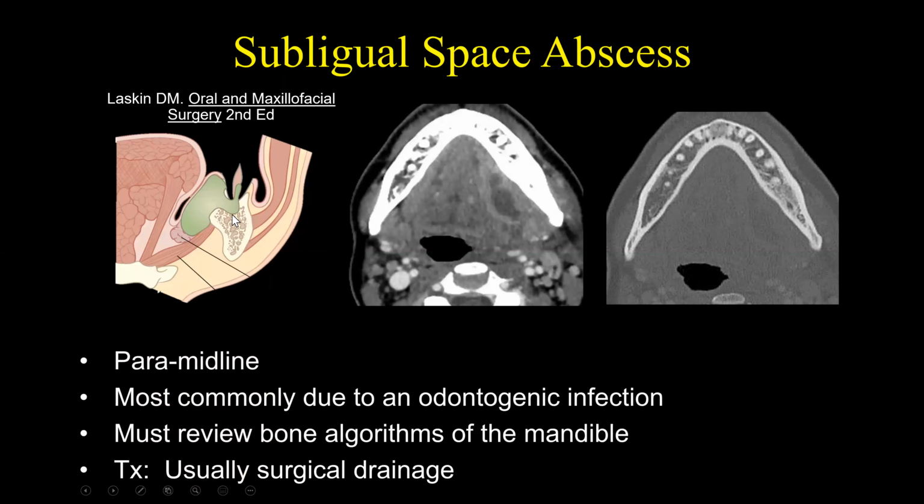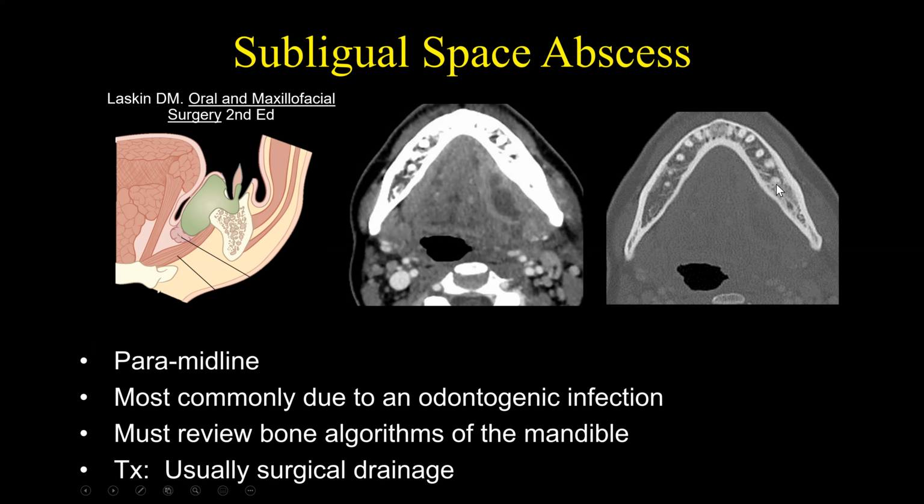Now, on the other hand, if you have an infection involving the mandible and there's erosion of the inner cortex, the lingual cortex, then this can give you the classic sublingual space abscess. So this was a patient that had a sublingual space abscess. And when we look at the bone right here, we can see this bone is very irregular. And this patient had chronic osteomyelitis.